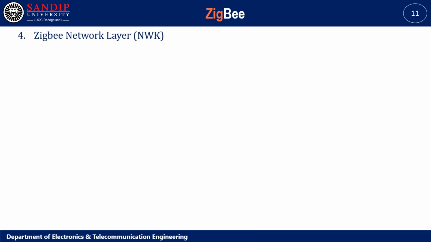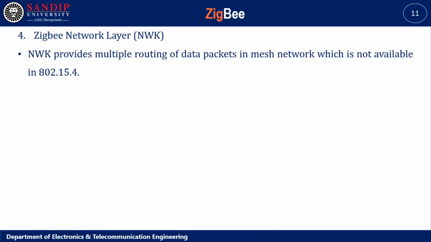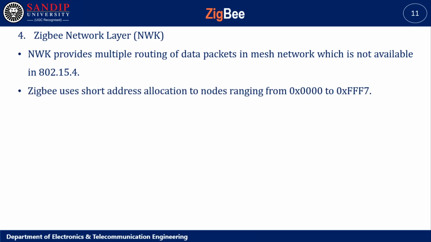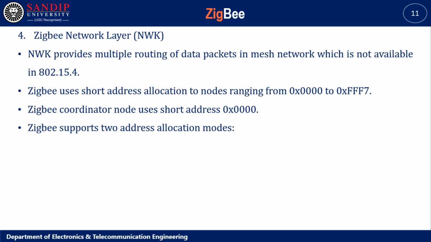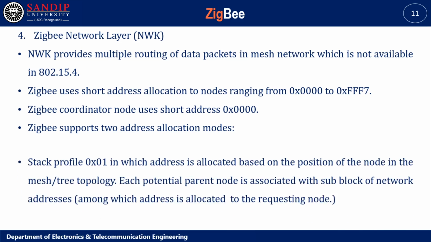ZigBee network layer, that is NWK. NWK provides multiple routing of data packets in a mesh network which is not available in 802.15.4. ZigBee uses short address allocation to nodes ranging from 0x0000 to 0xFFF7. ZigBee coordinator node uses short address 0x0000. ZigBee supports two address allocation modes.